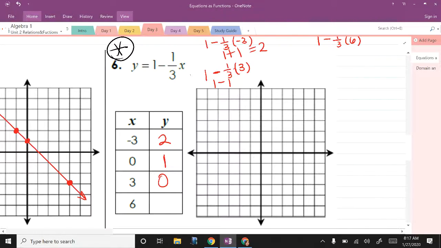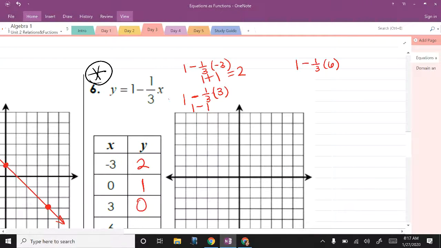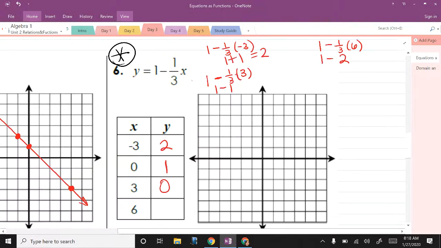Did y'all get that? All right. Then I plug in 6. What's 1/3 times 6? Yeah, this is going to be -2. 1 times 6 is 6 divided by 3 is 2. It's 1 minus 2. Did y'all get that right? Yes or no? What's 1 minus 2? -1.